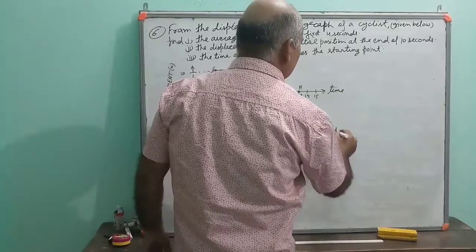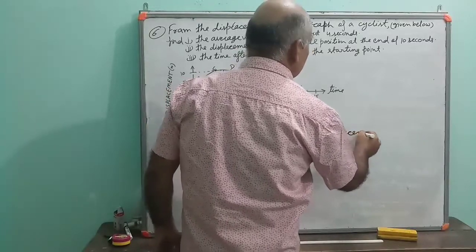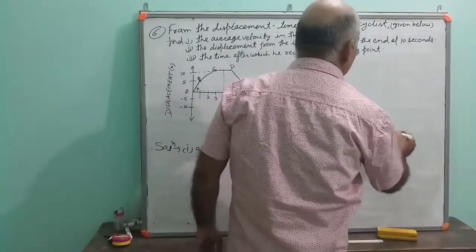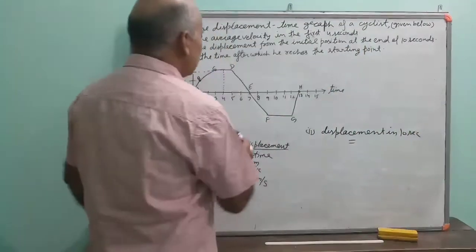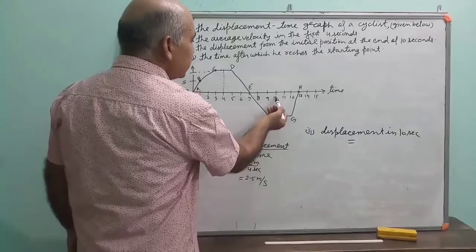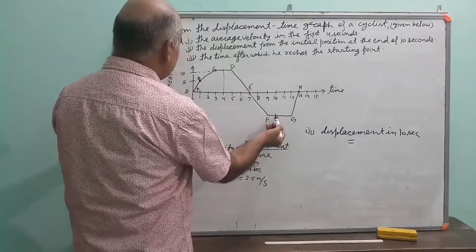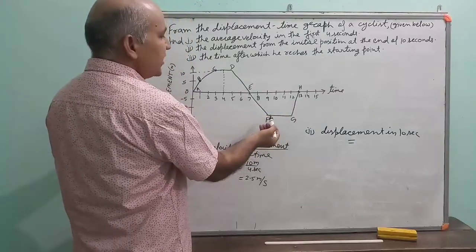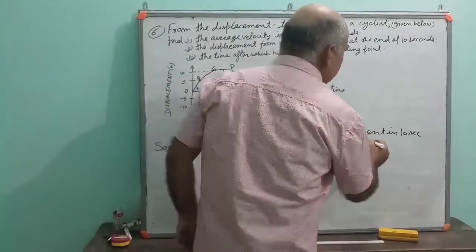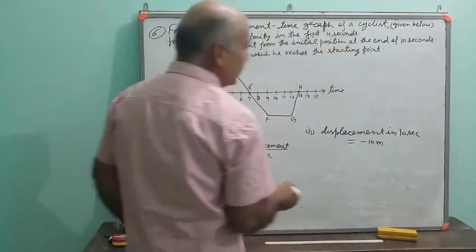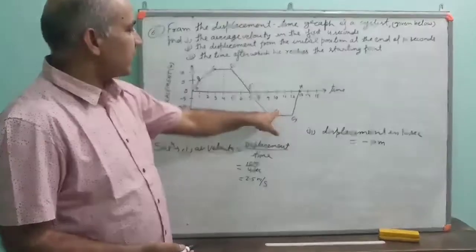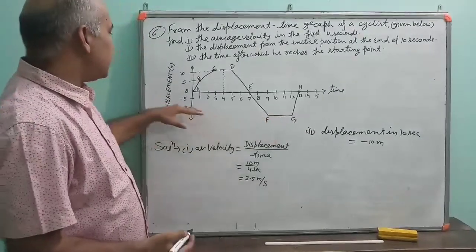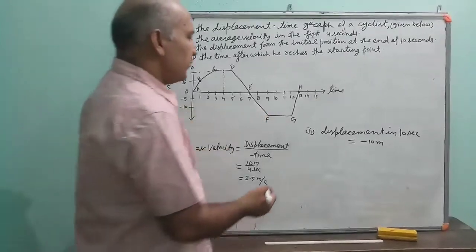displacement in 10 seconds. So from the graph you can see that in the 10th second the object is here. Here the negative displacement, that is minus 10. So negative displacement is minus 10 meter. From the graph very easily you can see that in 10th second the graph is here. Here means minus 10. Okay.